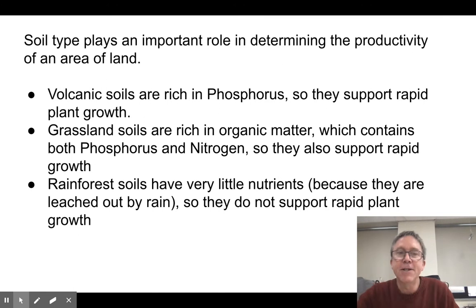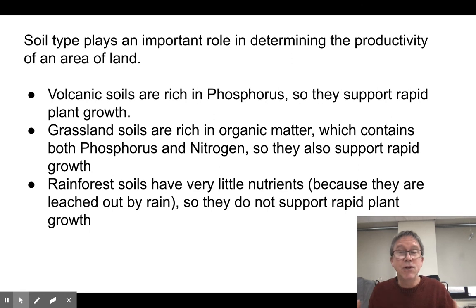So what we find is this. I'll give you a few examples here, okay? What makes soil productive for plant growth, for farming? Volcanic soils, formed out of volcanic rocks, tend to have a lot of phosphorus in them. Phosphorus is one of the main limiting factors in plant growth, so volcanic soils, which have a lot of it, are productive.